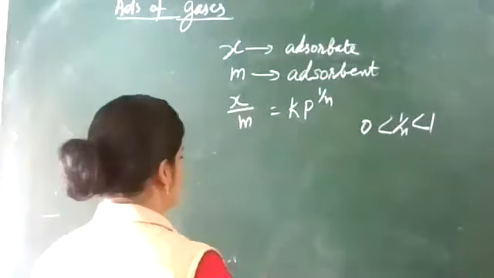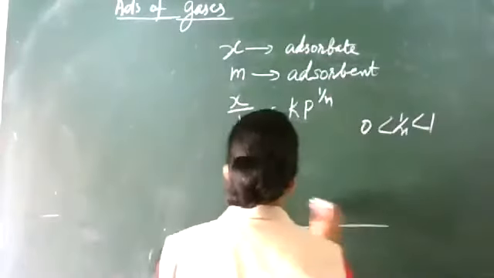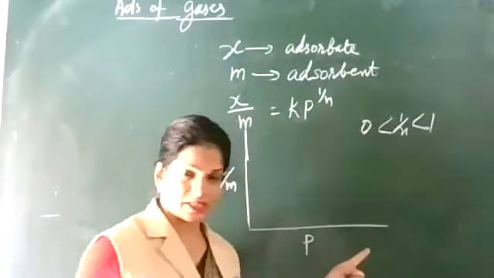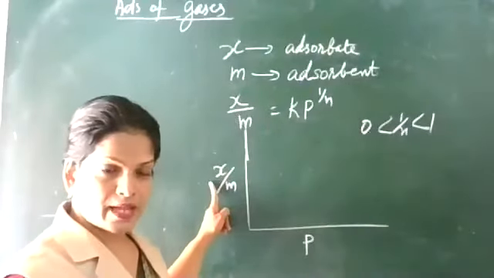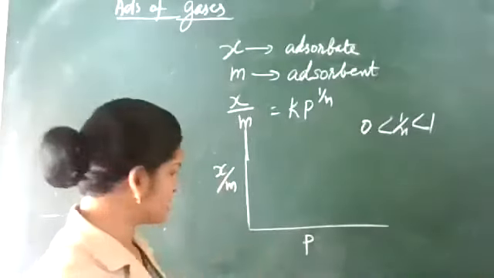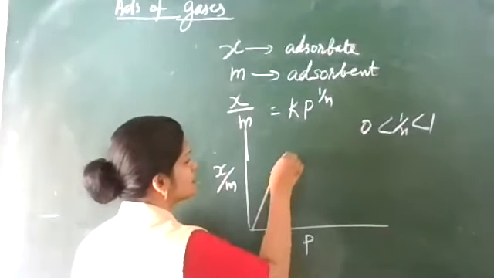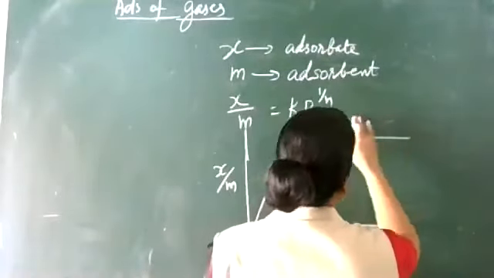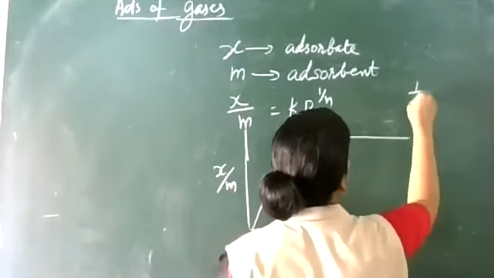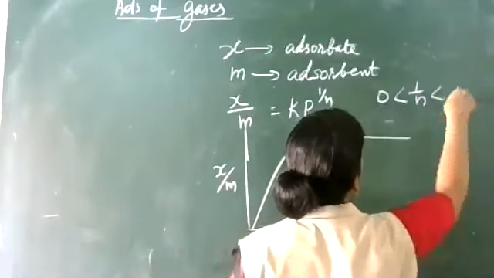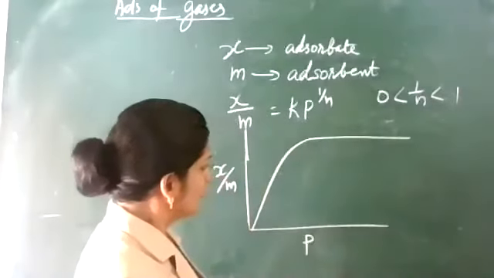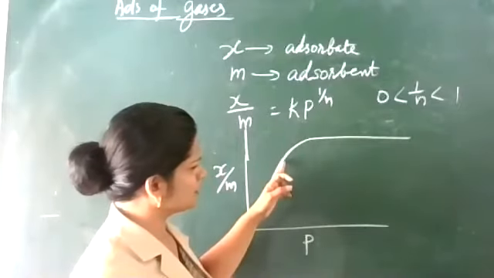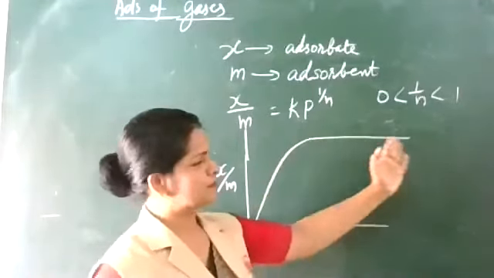If you plot a graph between x by m and pressure: as the pressure on the gas increases, adsorption increases. So the graph is like this. See, as the pressure increases, adsorption is increasing.